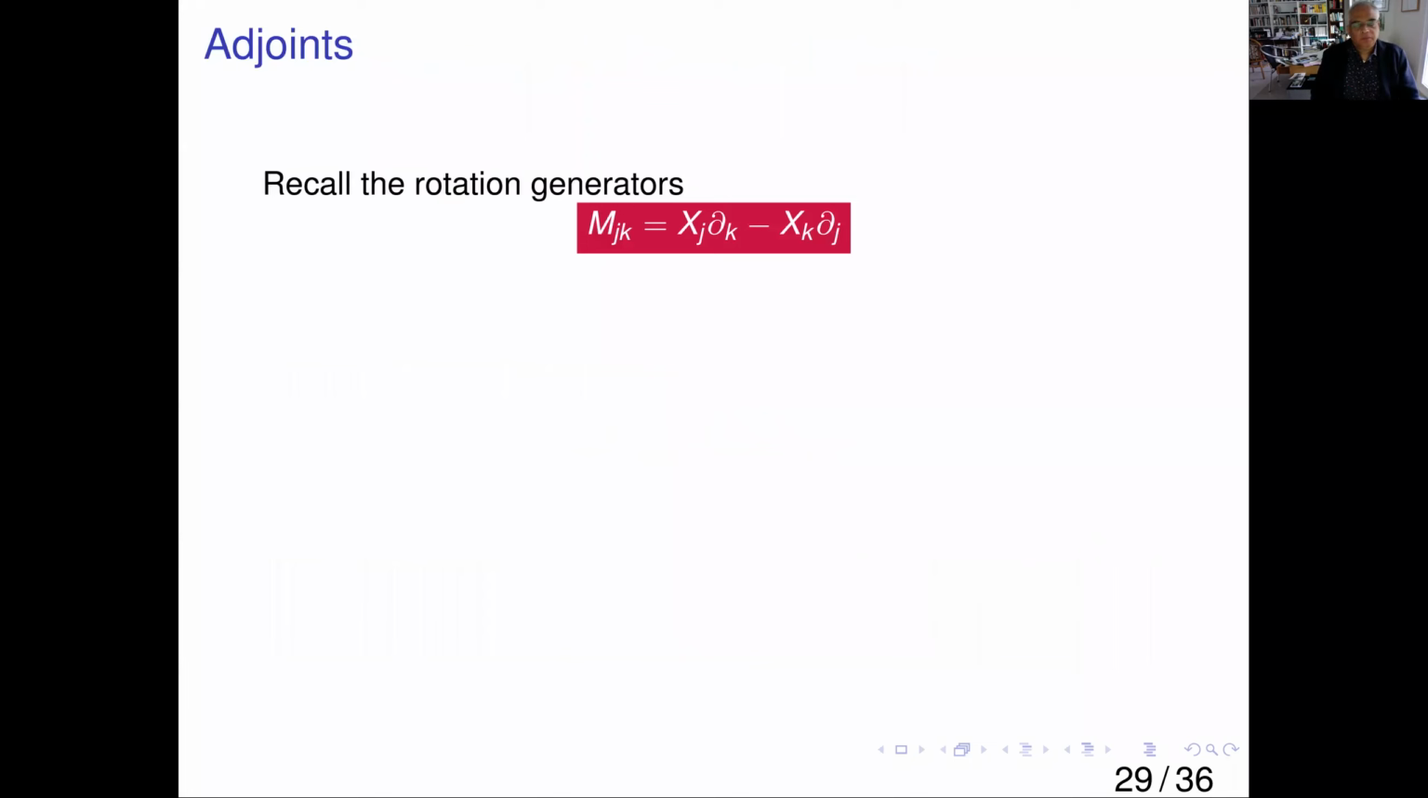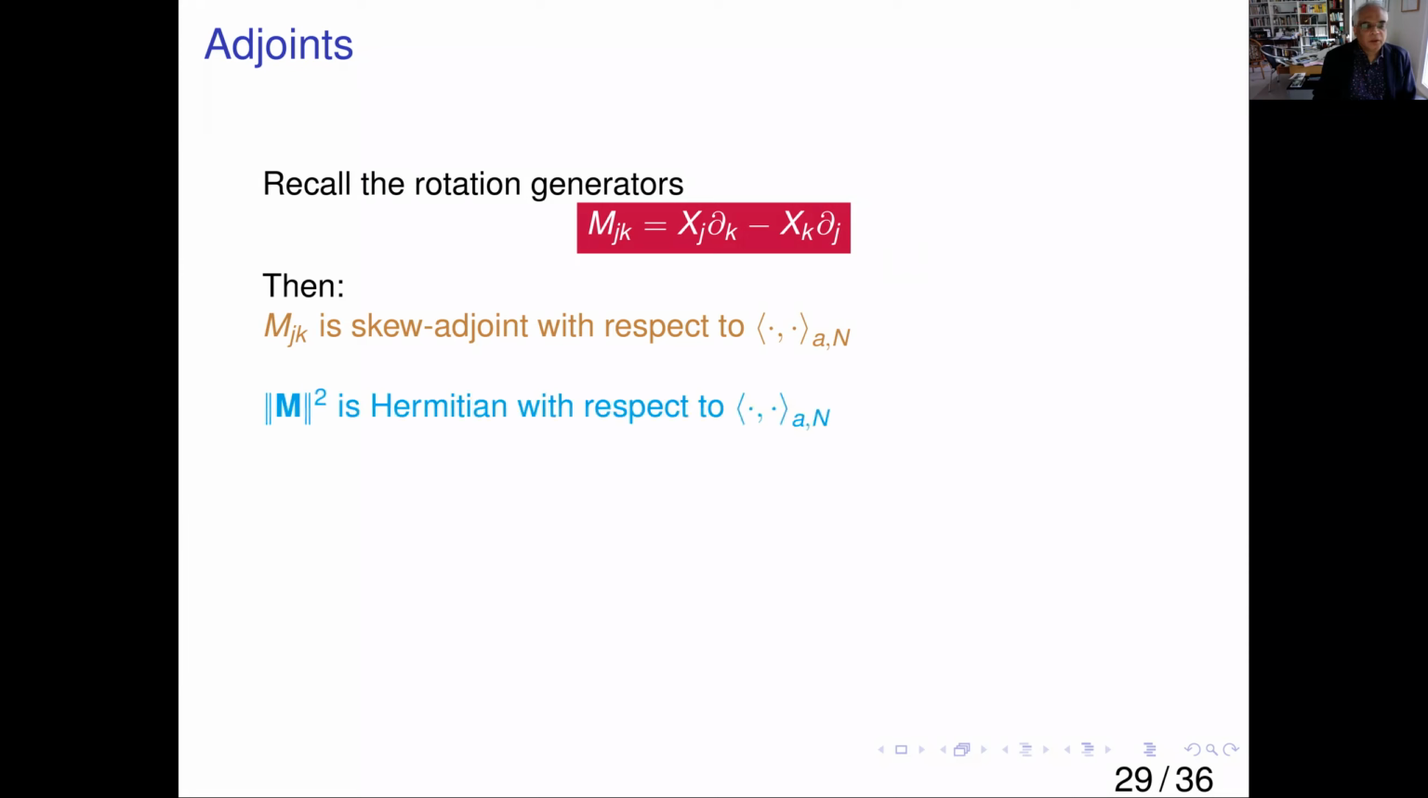Okay, now let's go back to our rotation generators, x_j del_k minus x_k del_j, that's M_jk. It's a reasonable question, what kind of operator is this on that L2 space? So if you work through the integrals and all that, you'll see that M_jk is skew adjoint, and this agrees with the physics intuition that rotation generators are skew adjoint. Then the sum of the squares of the M_jk's, that one is Hermitian with respect to the inner product.